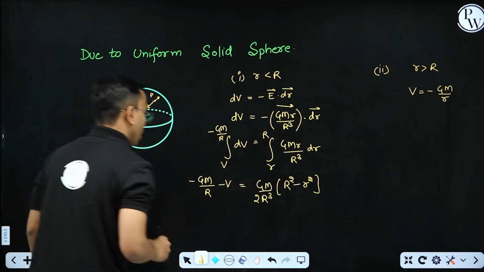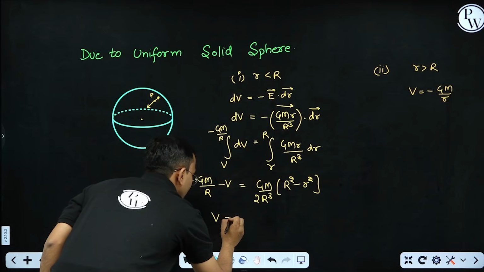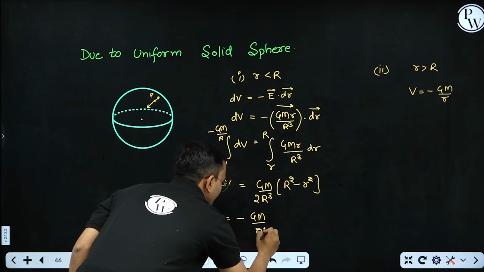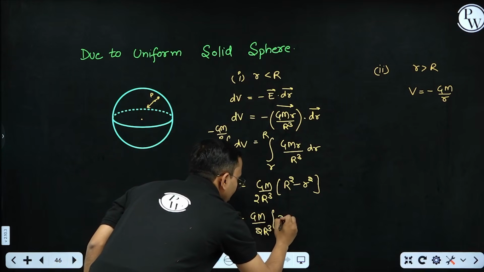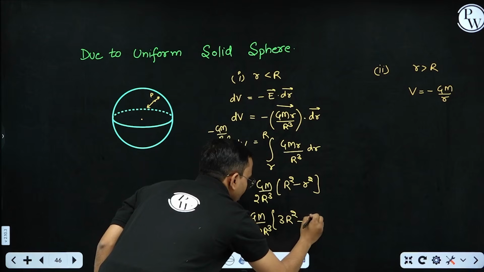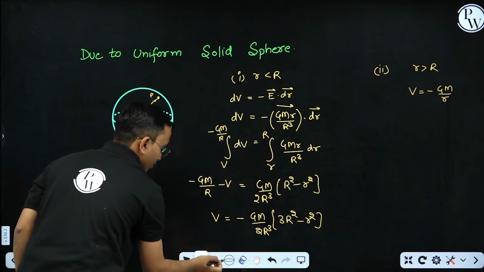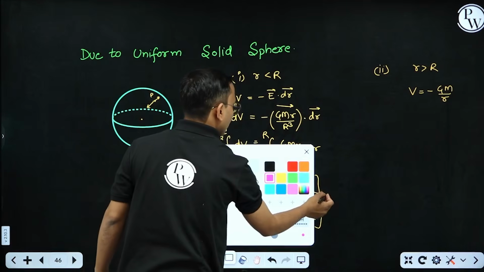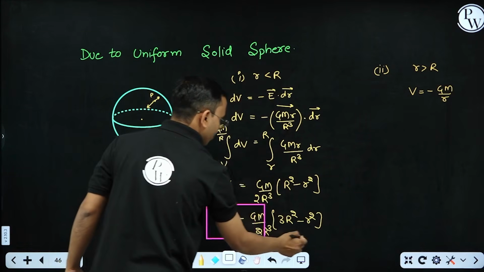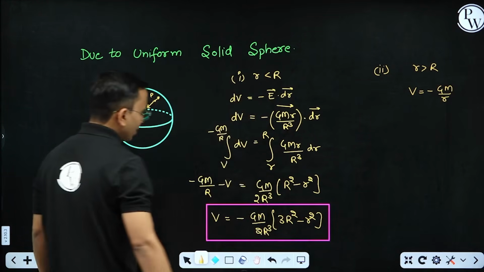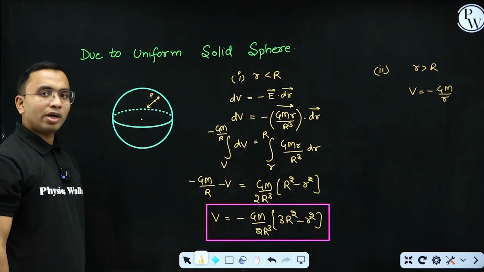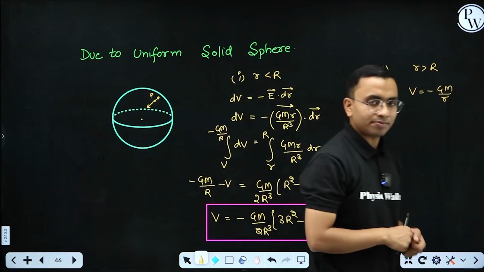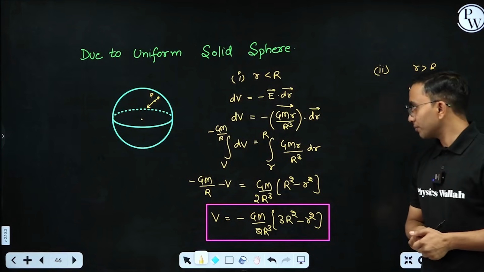Okay, so from here V comes out to be minus GM divided by 2R cube into 3R square minus r square. And this expression we derived for electric charges also. There it was kq divided by 2R cube into 3R square minus r square. It was like this. Okay.